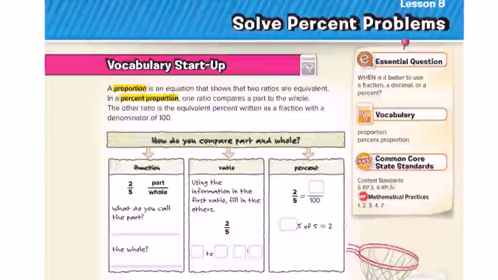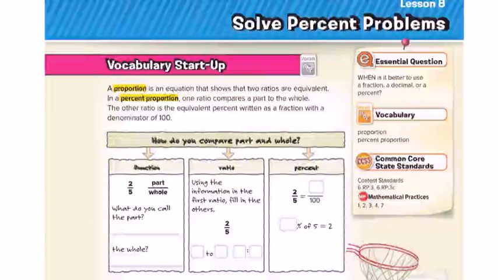A proportion is an equation that shows that two ratios are equivalent. In a percent proportion, one ratio compares a part to the whole. The other ratio is the equivalent percent written as a fraction with a denominator of 100. Let's look at the example below to have a better understanding of this.